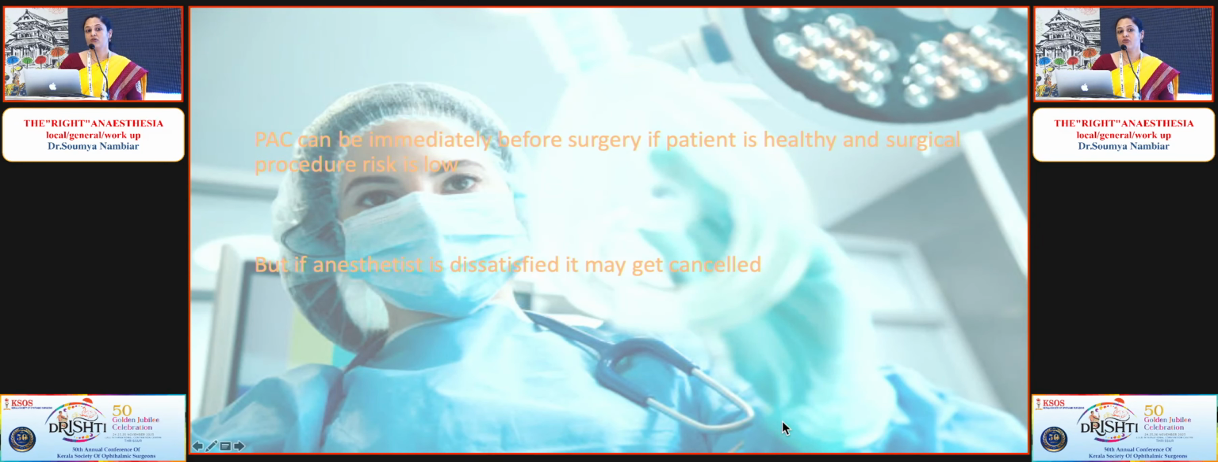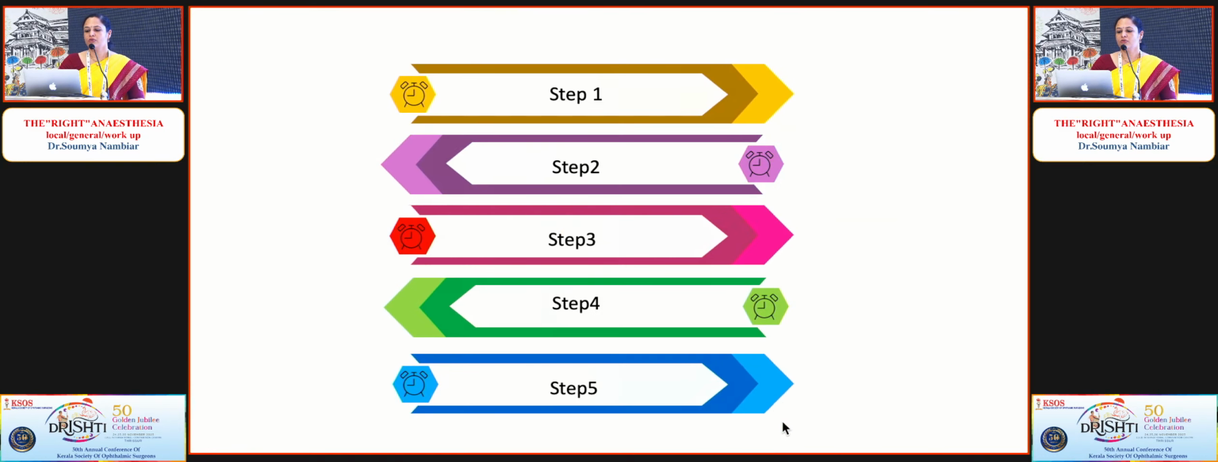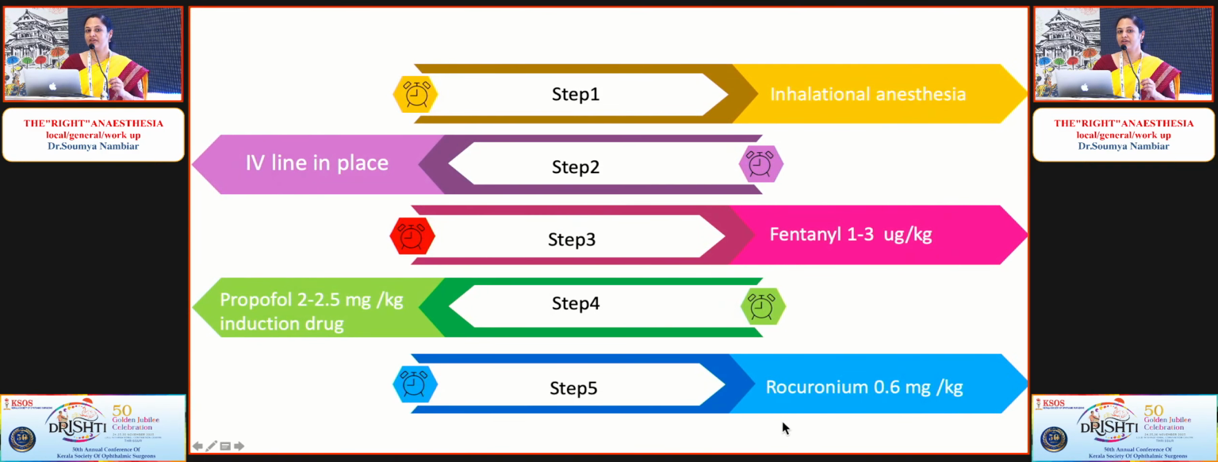So PAC can also be done immediately before surgery. In some centers, we do not have an anesthetist. So we call them for a certain time and they do a PAC just before taking up the patient for surgery. But if the anesthetist is dissatisfied, telling that there is some problem with the oral cavity, the case is getting cancelled. You will have to explain to the patient and the bystanders, and that is time consuming, and it is also monetarily problematic for the patient. So these are the steps that we follow while giving anesthesia.